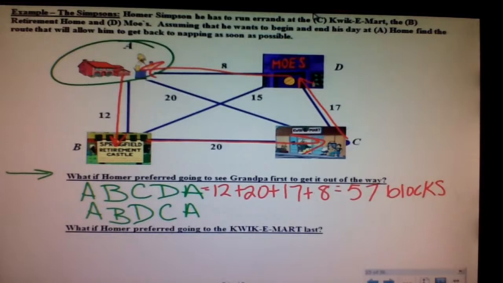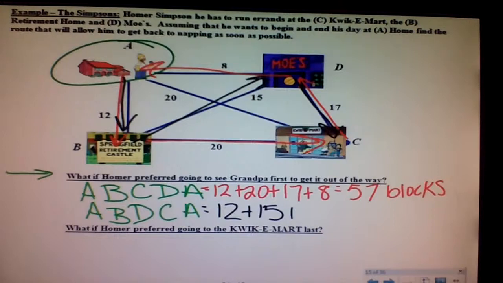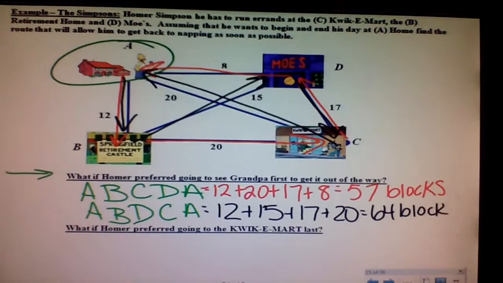Okay, so let's also see the distance if we did it this way. So A to B, that's still 12. B to D now is 15. D to C is 17. And C back home is, oh, 20. That's gonna be way more. It's 64. 64 blocks. Not way more, but it's still more. So looking at these two ways, my optimal route ABCD would be your first one. That's easy peasy.